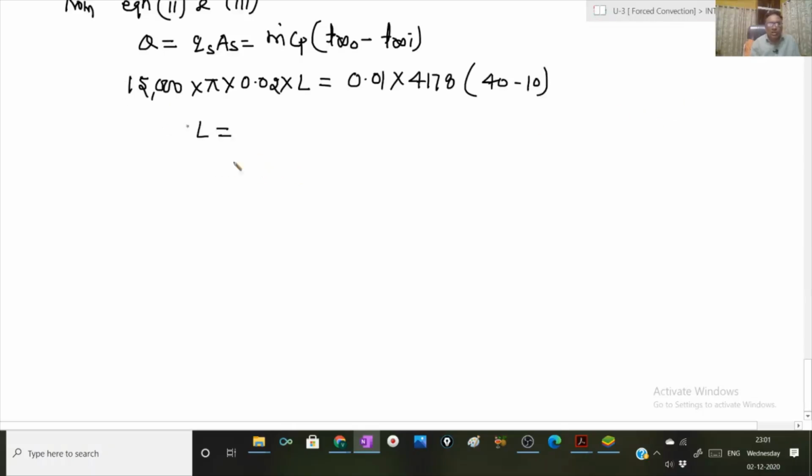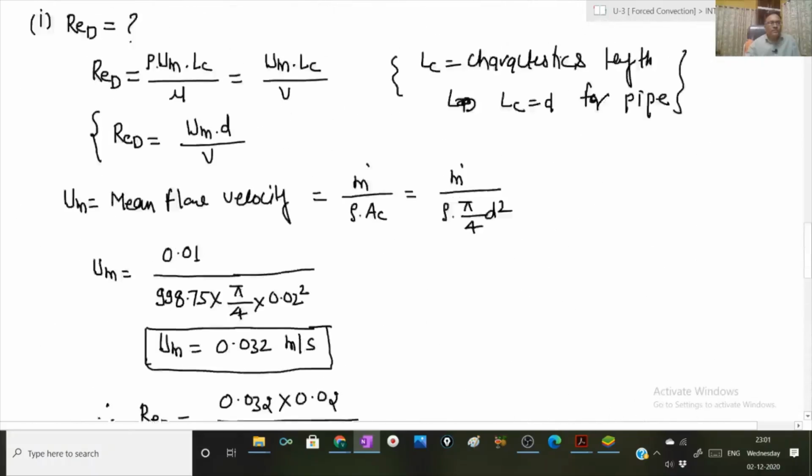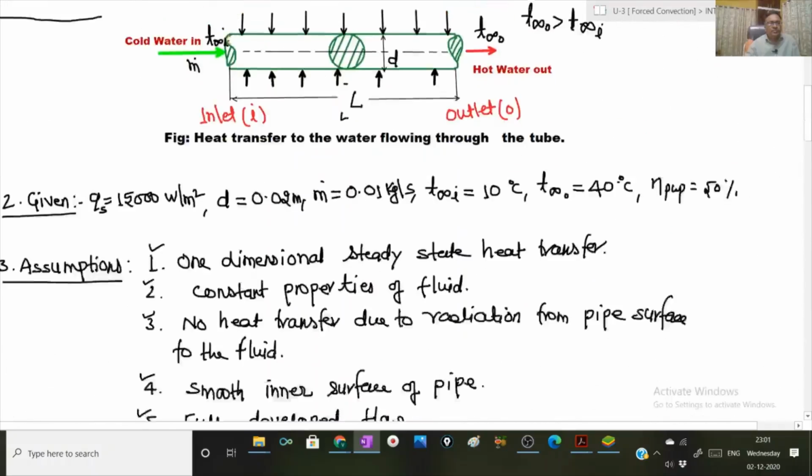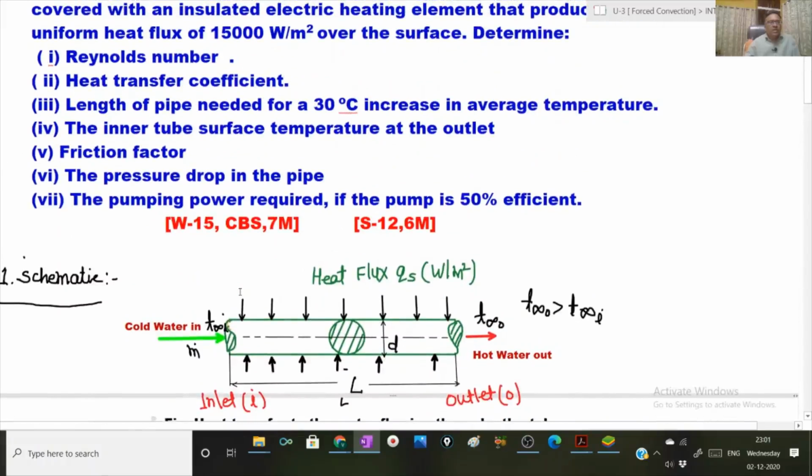So after calculating, the value of L comes out 1.33 meter. This will be answer number 3. Then answer number 4, point number 4: the inner tube surface temperature at the outlet.